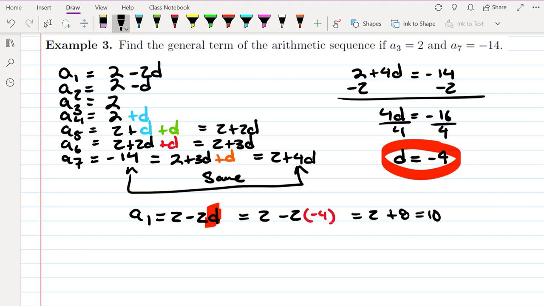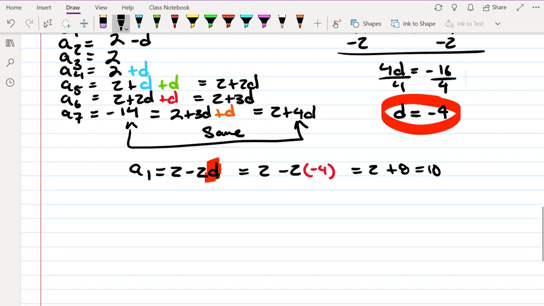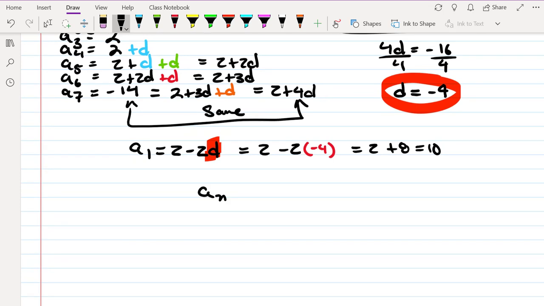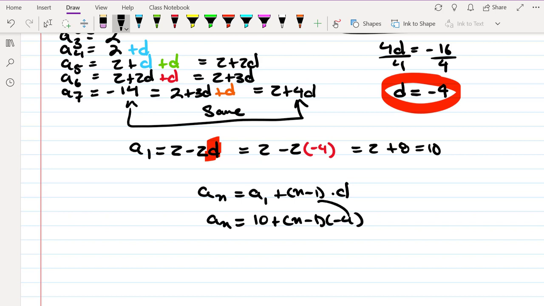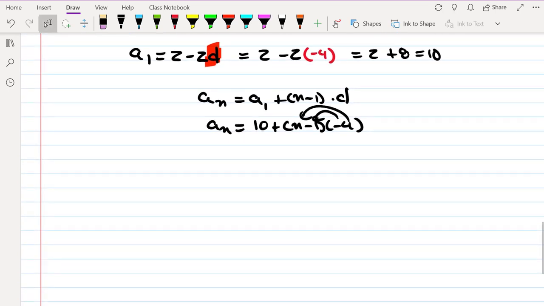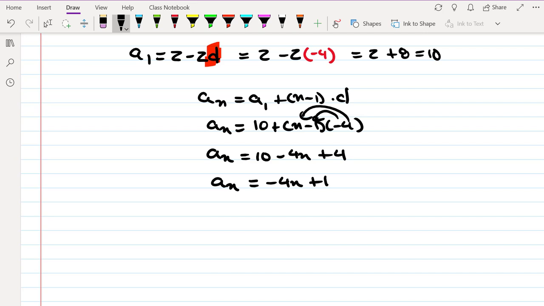So now, if we know a1 and we know d, we can use our formula. So a sub n is equal to a1 plus n minus 1 times d. So a sub n is equal to 10 plus n minus 1 times negative 4. Distributing to open up our parentheses, we end up with a sub n equals 10 minus 4n plus 4. So a sub n is equal to negative 4n plus 14. And that would be the general term of our sequence.